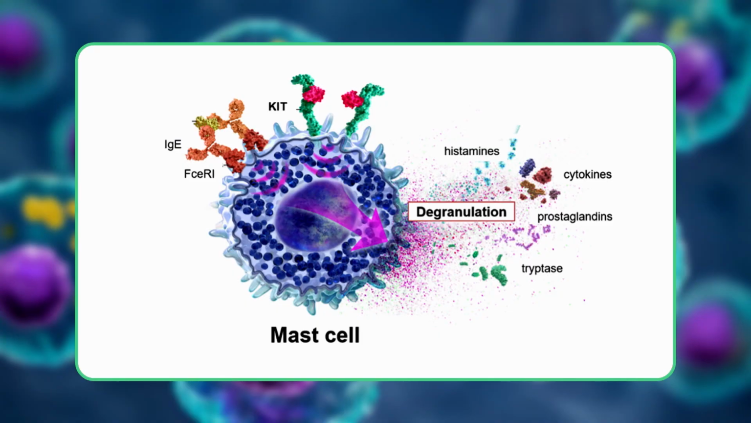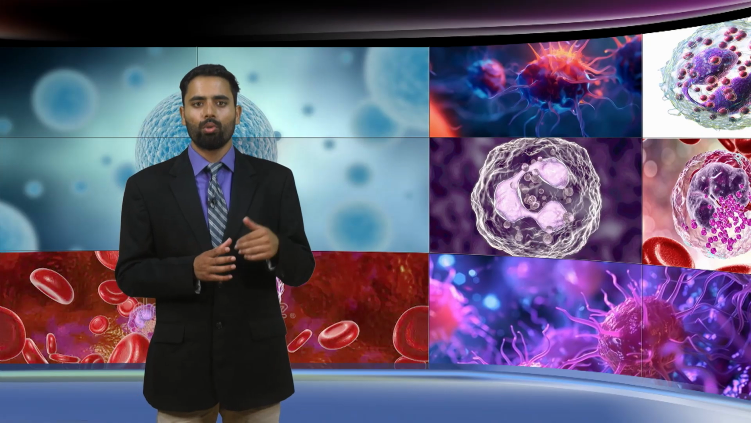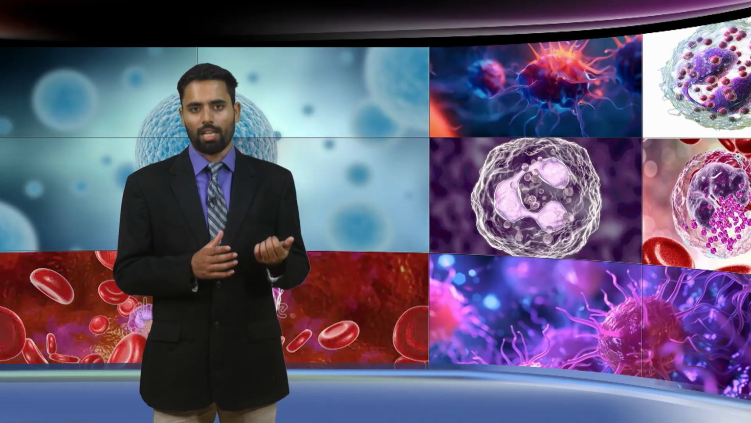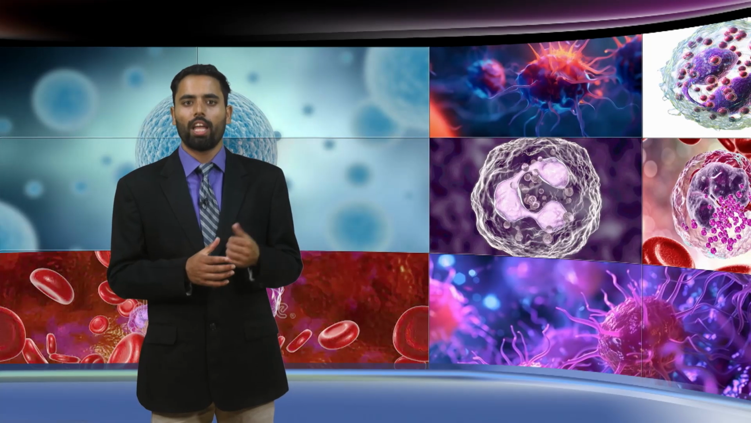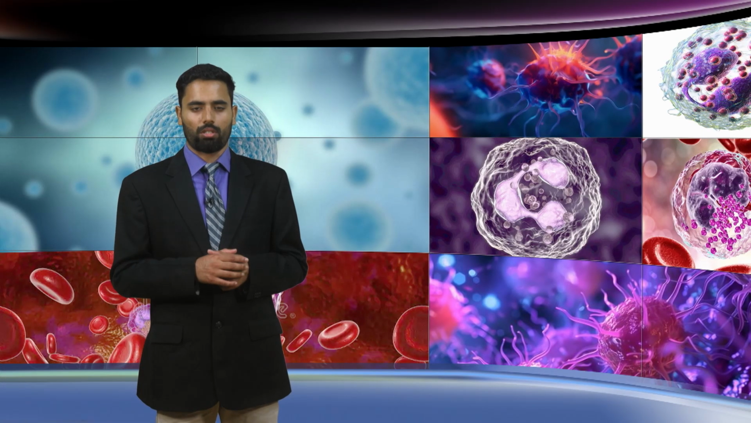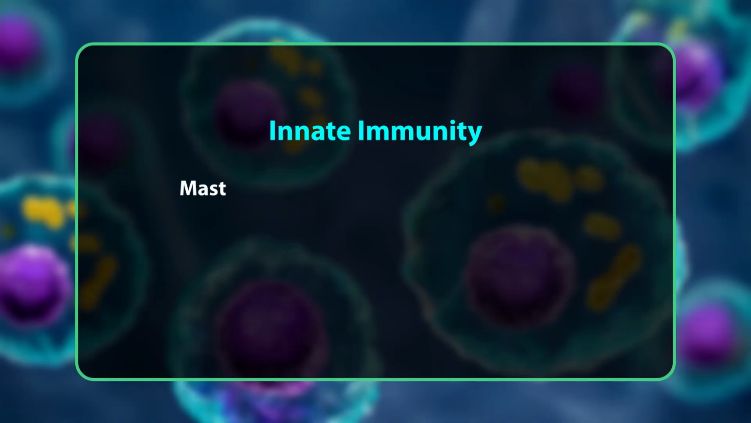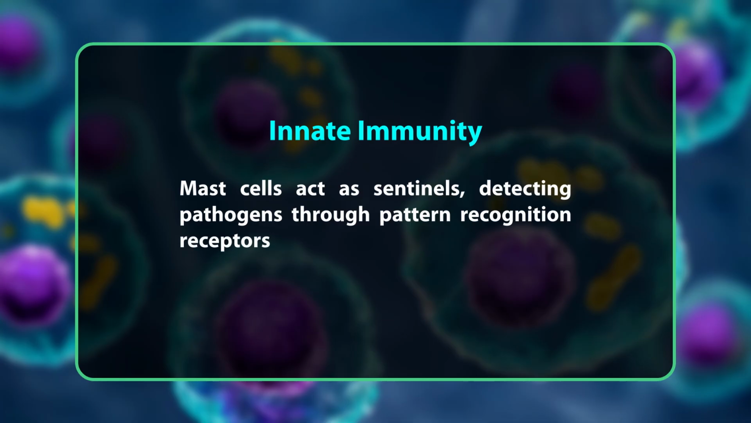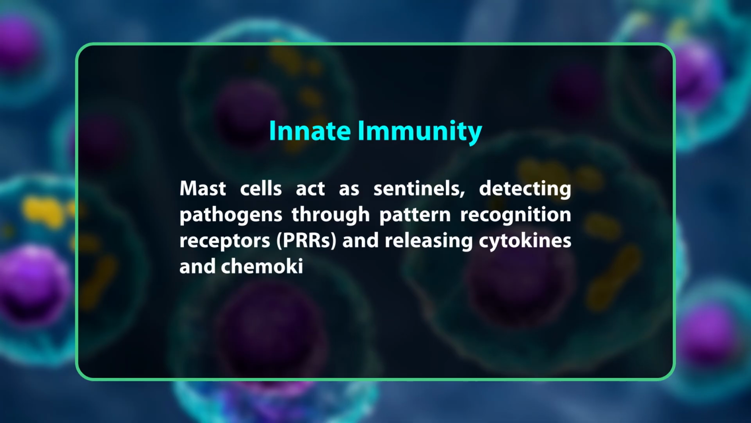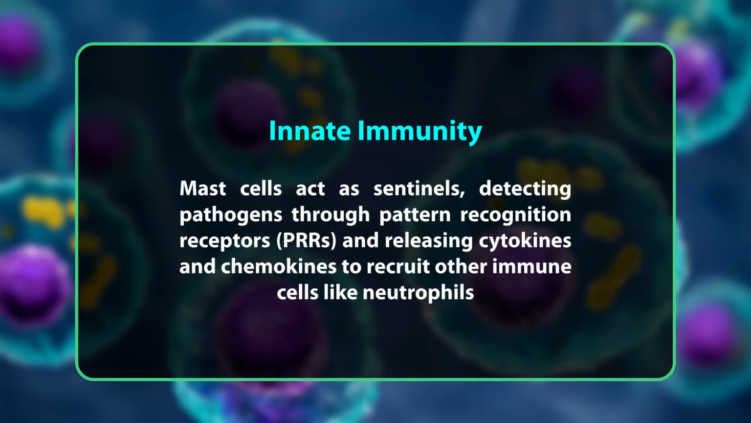When an allergen binds to IgE antibody on the mast cell surface, it triggers degranulation, releasing histamines, prostaglandins and leukotrienes, which contribute to allergic symptoms like vasodilation, increased vascular permeability, itching and bronchoconstriction. Innate immunity. Mast cells act as sentinels detecting pathogens through pattern recognition receptors and releasing cytokines and chemokines to recruit other immune cells like neutrophils.